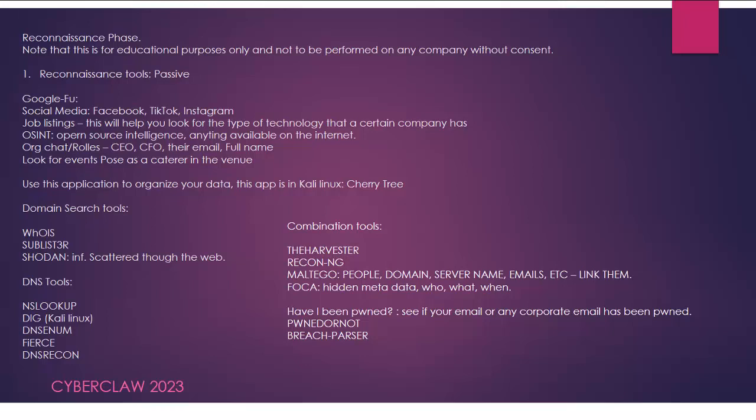Next is DNS enum, another tool used in Kali Linux. It's a multi-threaded Perl script to enumerate DNS information of a domain and to discover non-contiguous IP blocks. The main purpose of DNS enum is to gather as much information as possible about a domain. Again, the information that you need to know how to use it is on the web. There are tutorials. Look it up.